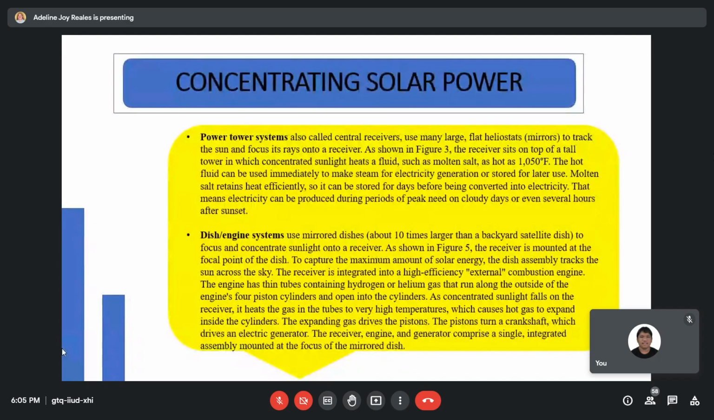As concentrated sunlight falls on the receiver, it heats the gas in the tubes to very high temperatures, which causes the hot gas to expand inside the cylinders. The expanding gas drives the pistons. The pistons turn a crankshaft, which drives an electric generator. The receiver, engine, and generator comprise a single integrated assembly mounted at the focus of the mirror dish.